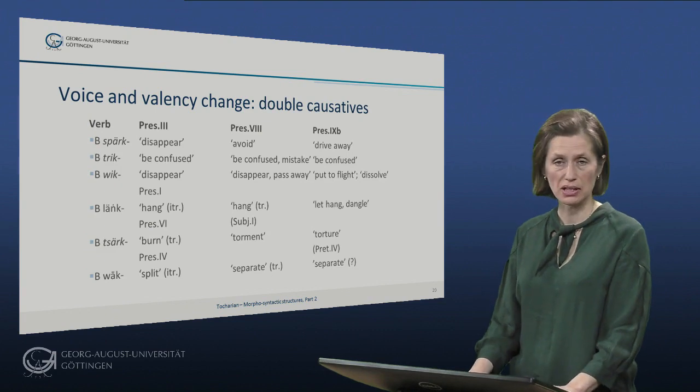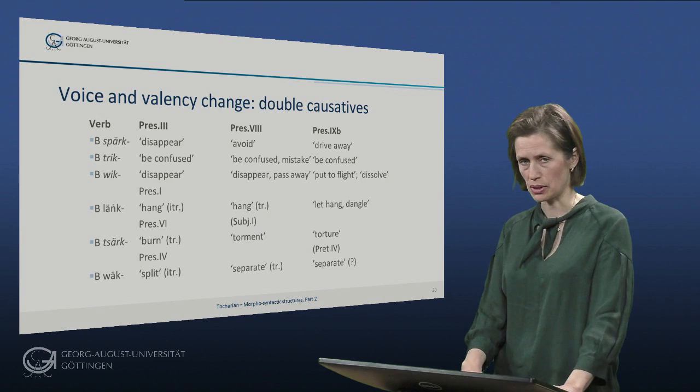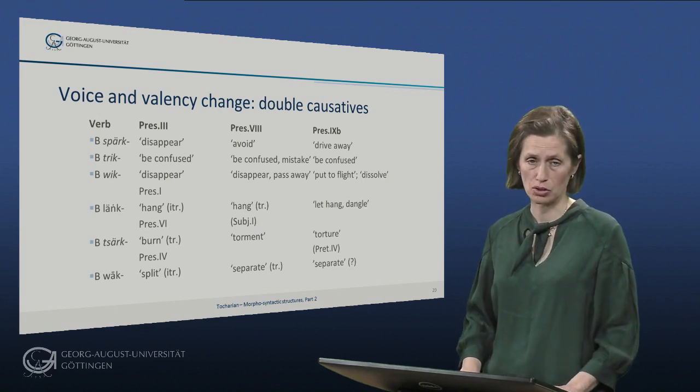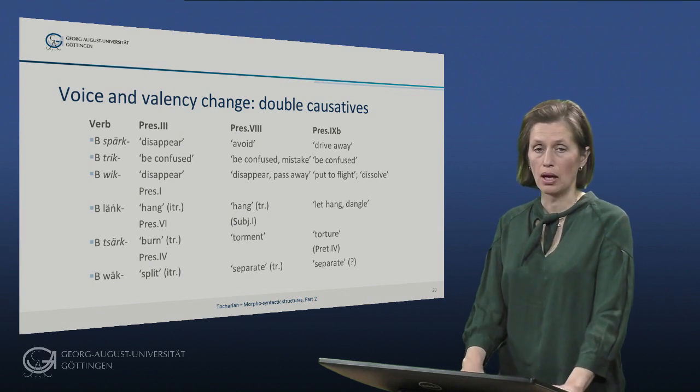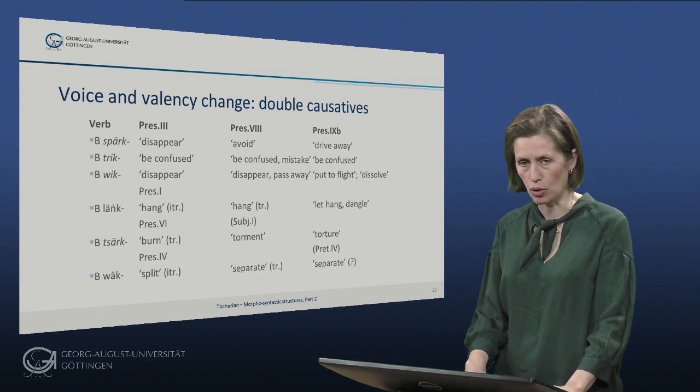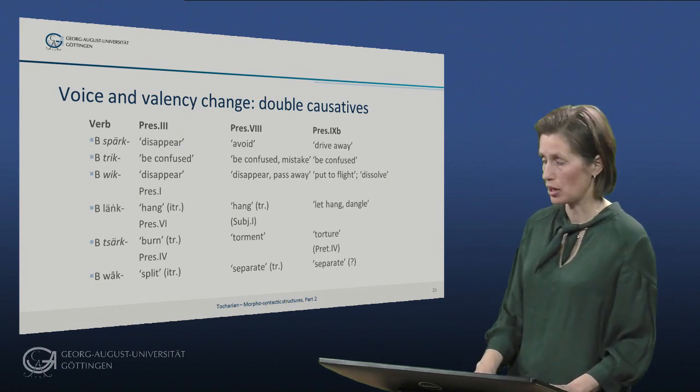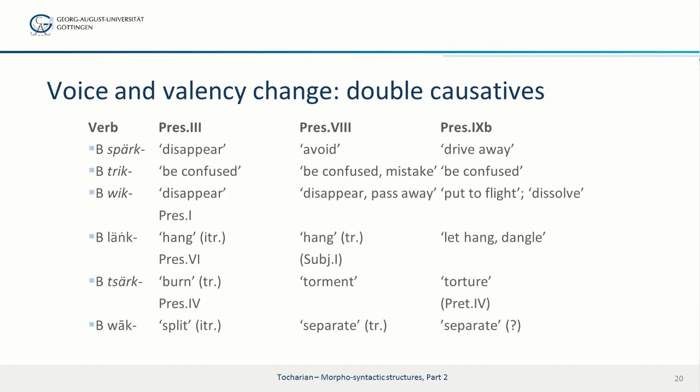Even more interesting is a specific group of verbs that take three sets of stems. This can be compared to the so-called double causatives, which are found in, for instance, Turkic languages. Here the increase in transitivity or activity is even more blurred than in the normal verbal stems with two sets of forms. For instance, we have Tocharian B spurk, which means disappear, avoid, and drive away. Then trik, be confused, or mistake, and then to be confused, there's no real change. Wik, to disappear and pass away, and put to flight or dissolve. And lank, to hang, intransitive, hang, transitive, and to let hang or dangle.